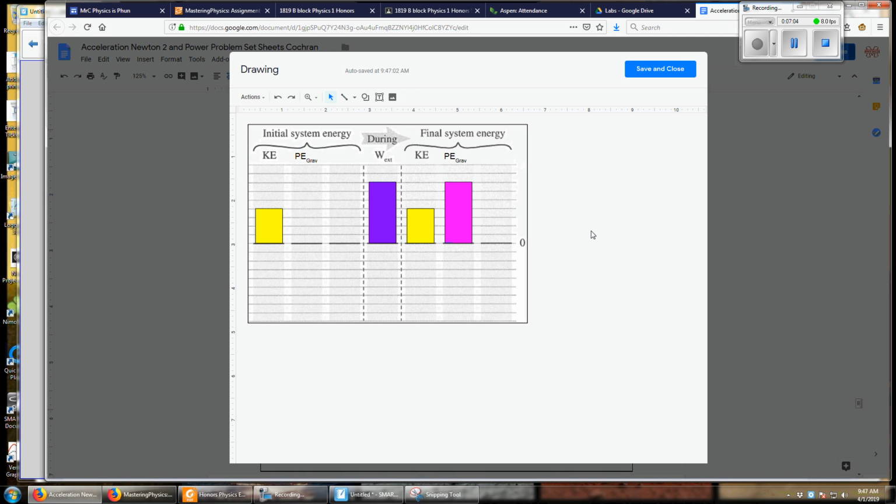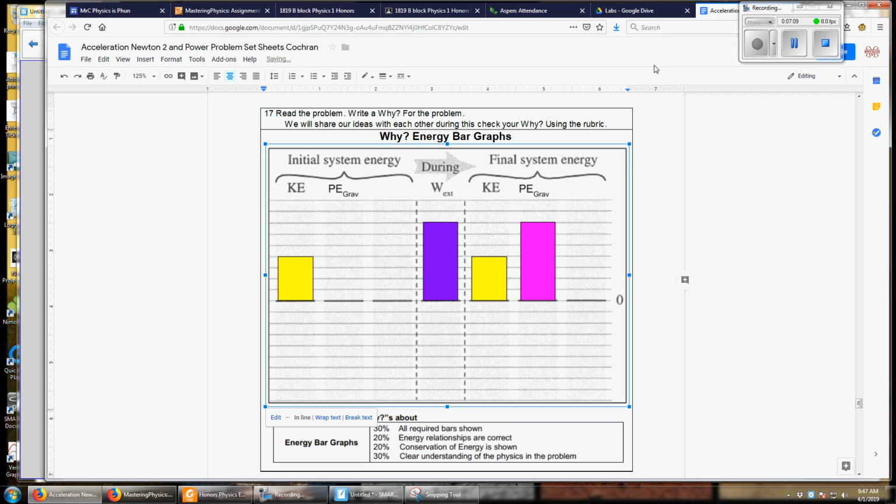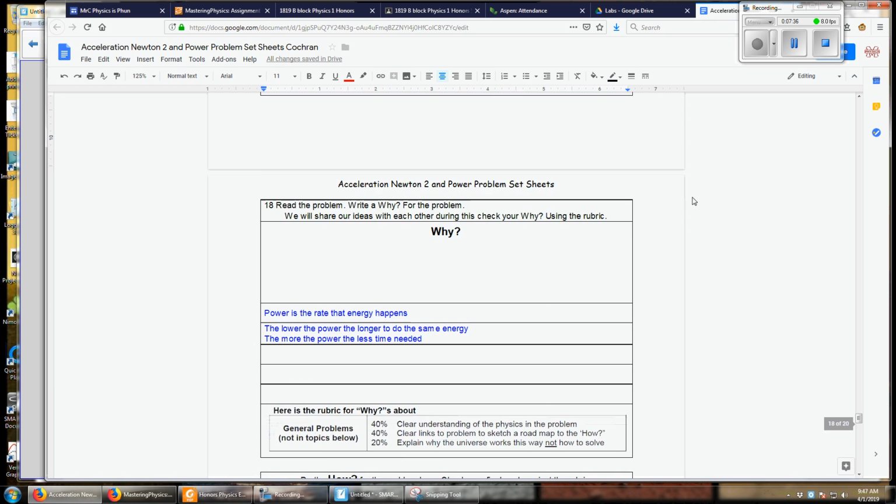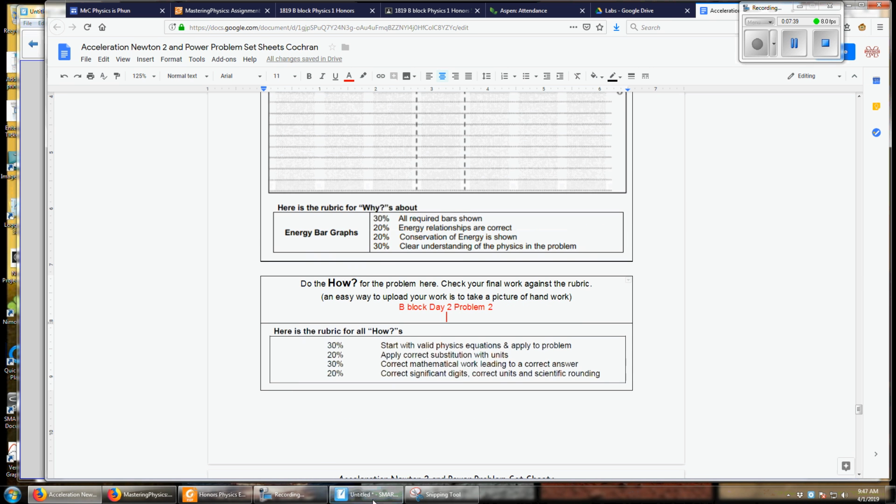Go fancy. So yeah, that's what I would have as my bar graph. And let's see, then this one will be in, make it red centered. Let's see, B block day 2, problem 2. Okay.